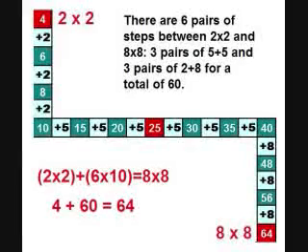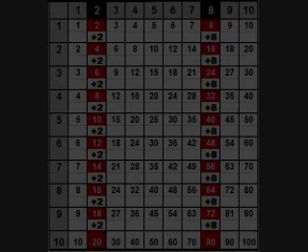From 2 times 2 to 8 times 8, there are 6 pairs again. This time there are 3 pairs of 5 plus 5 and 3 pairs of 2 plus 8 for a total of 60. The difference between 4 and 64 is 60.